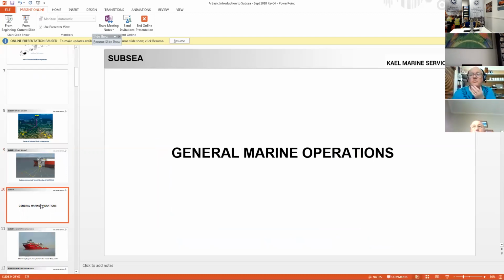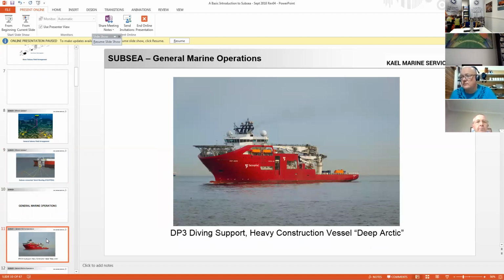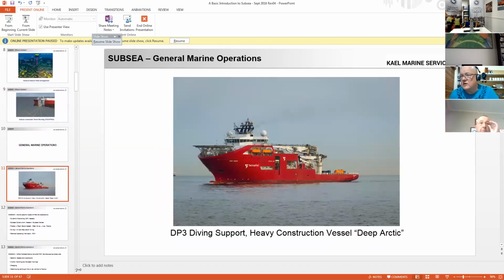Okay, moving on. General marine operations. What you can see here is one of the Technique vessels. It's a DP3, diving support, heavy construction vessel, the Deep Arctic.